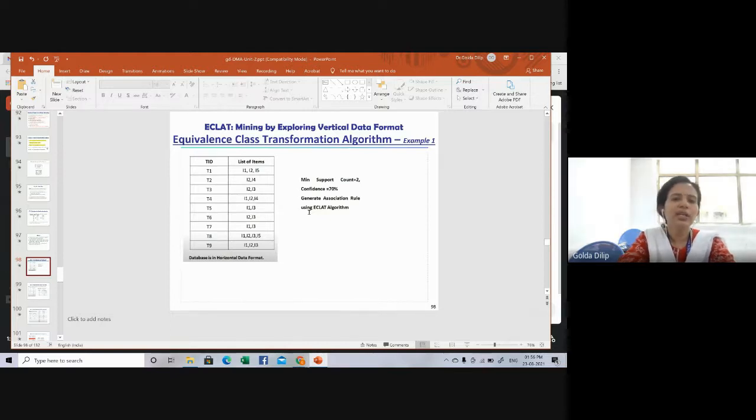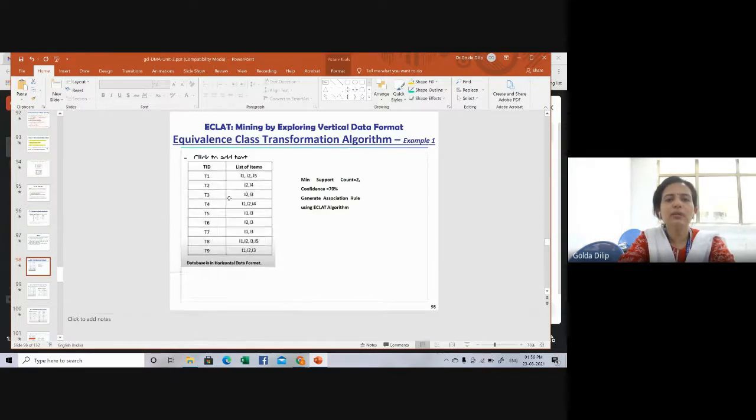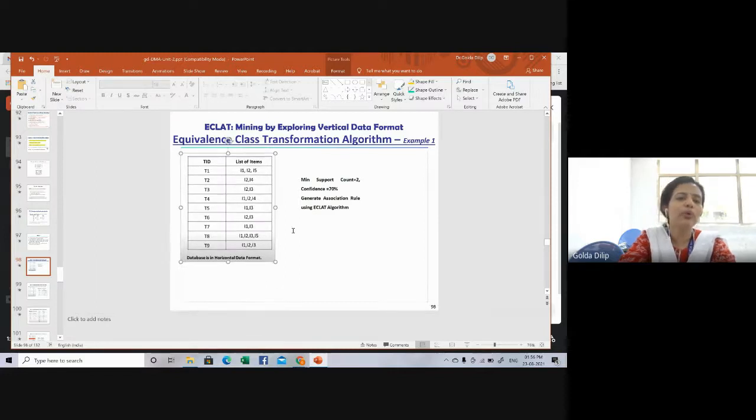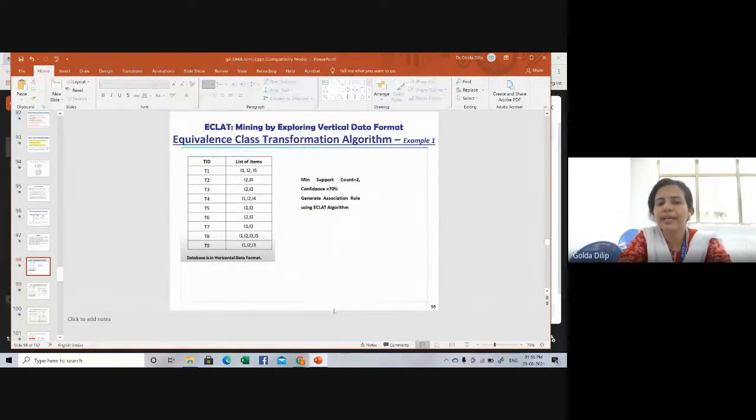Okay, so initially what format is this? This is a horizontal data format, the usual format we were following in the Apriori algorithm or FP growth algorithm. The set of transaction IDs followed by the list of items in each transaction. Okay, so the minimum support count is given as 2 and confidence is given as 70. The question is: generate the association rules using the ECLAT algorithm, the equivalence class transformation algorithm.